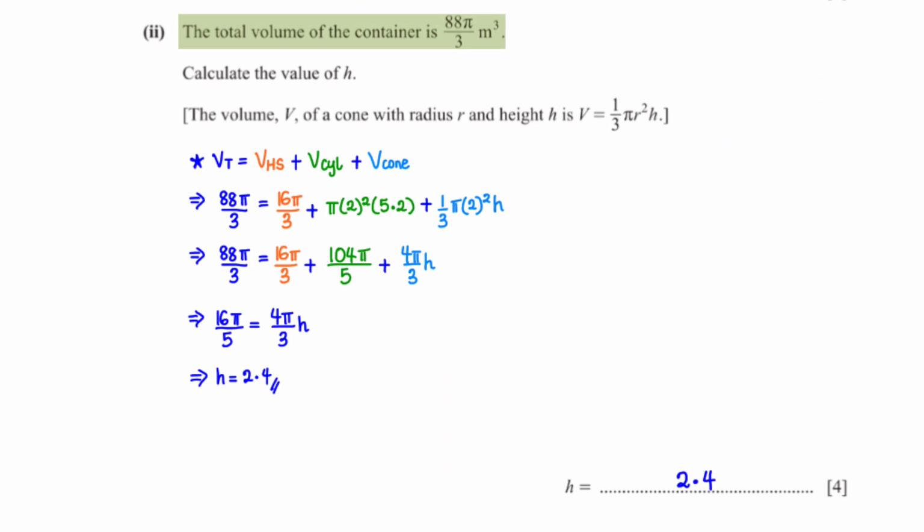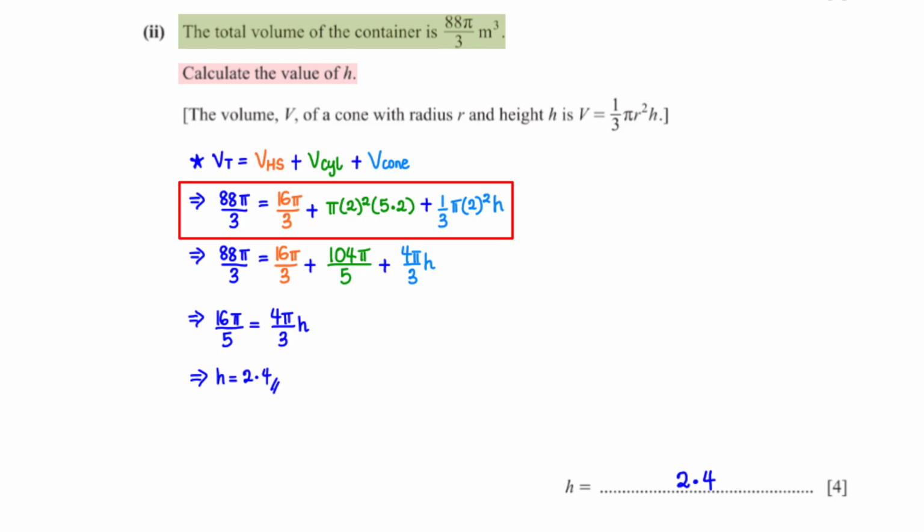The total volume of the container is 88 pi over 3 meters cubed. Calculate the value of h. We get the volume of the container by summing up the volume of the hemisphere, the volume of the cylinder, and the volume of the cone. We've been given the total volume to be 88 pi over 3 meters cubed. We found the volume of the hemisphere to be 16 pi over 3 meters cubed.